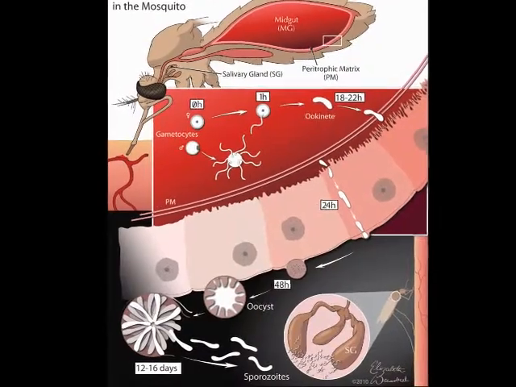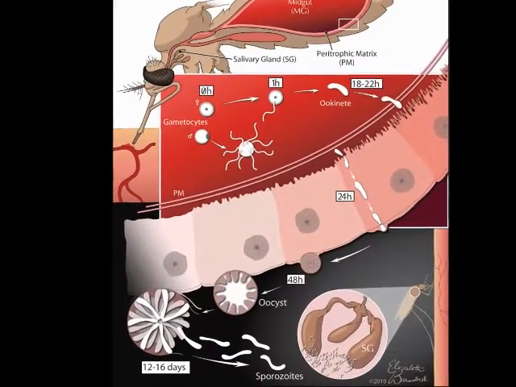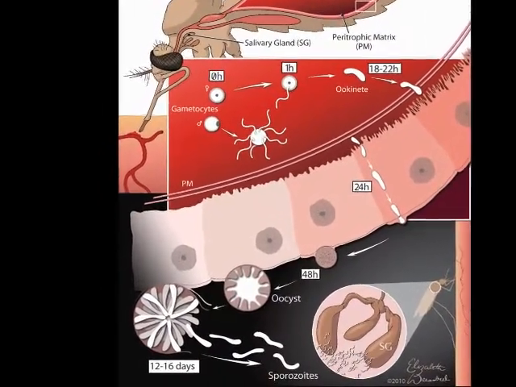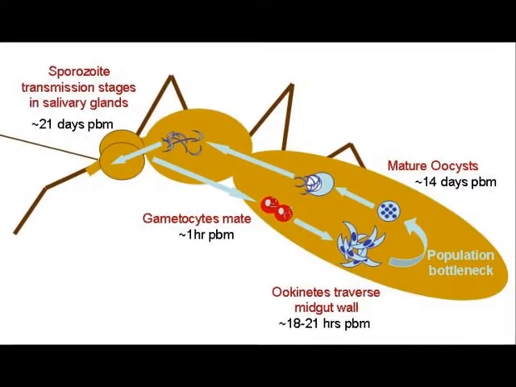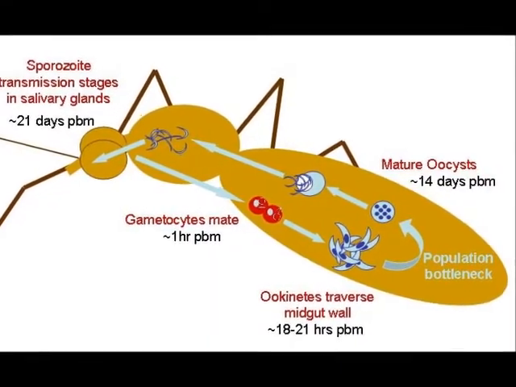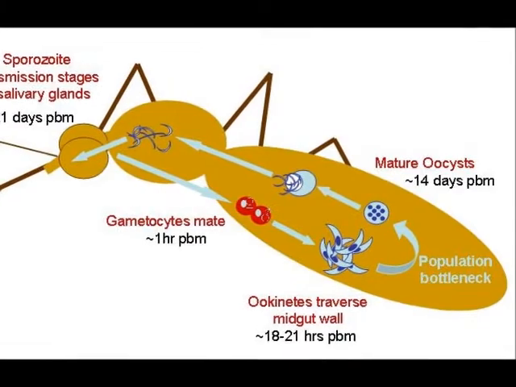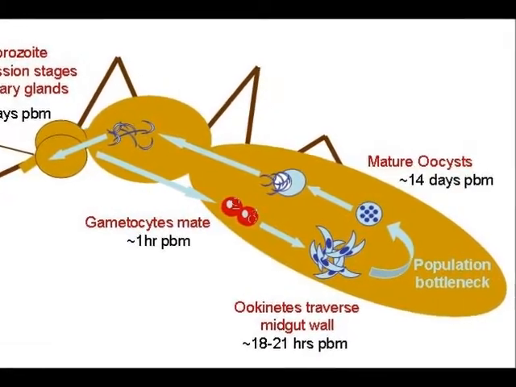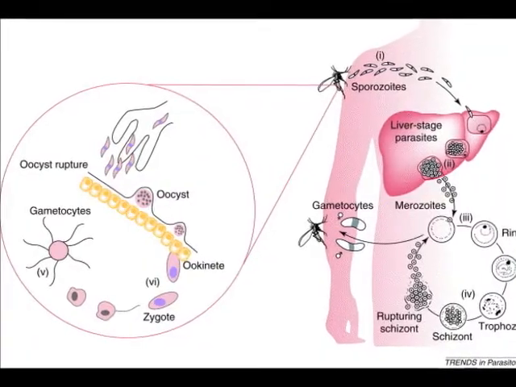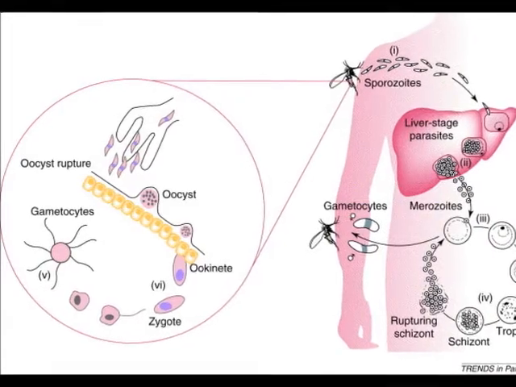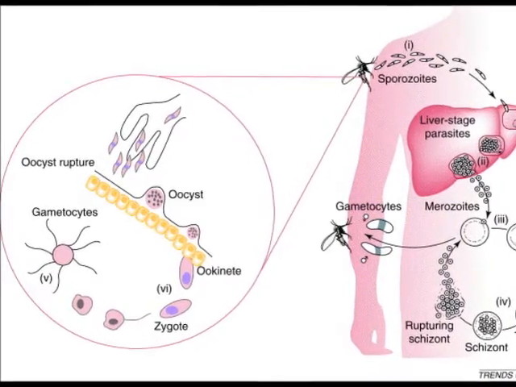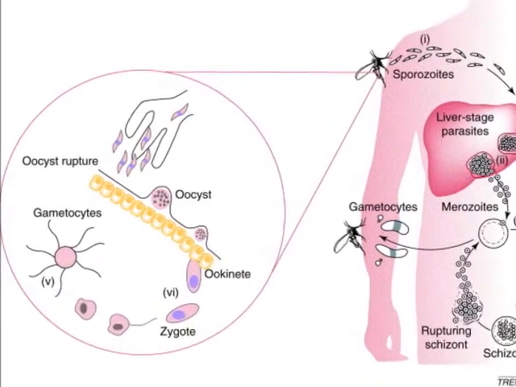After 18 to 24 hours, the zygote becomes an ookinete, which is elongated and mobile. Once the ookinete is formed, it penetrates the wall of the mosquito's gut, and that's when the ookinete transforms into an oocyst. The oocyst forms between the wall of the mosquito's gut and its skin. Within the oocyst, an asexual process of spore formation called sporogony occurs. This process produces thousands of sporozoites.